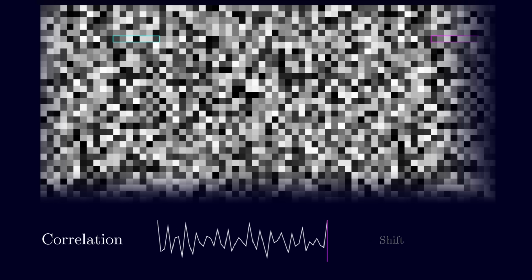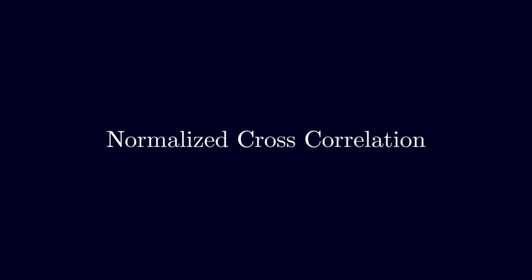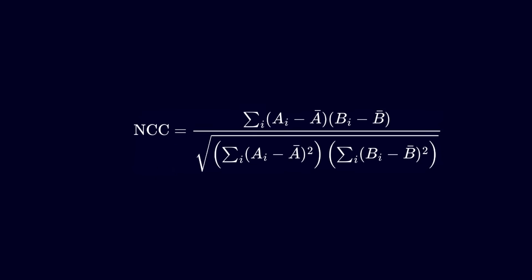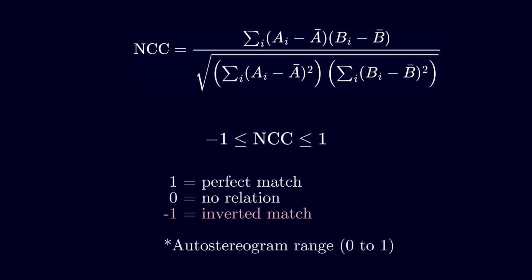How mathematicians derived its exact formula is beyond this video's scope, but it'll make sense once you see how it behaves. Here's the actual formula we'll use, called Normalized Cross-Correlation, or NCC. Subtracting the means removes brightness bias. Dividing by the standard deviations normalizes contrast. What's left is the shape similarity, a value between negative 1 and positive 1 that tells us how well the two textures match at each shift.